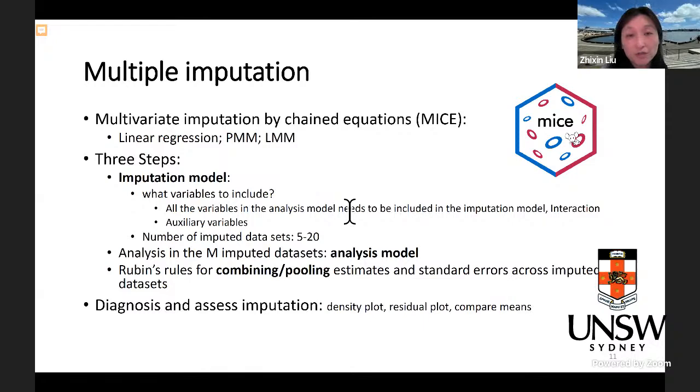But in between the imputation model and the analysis model, and after the analysis model, we need to do the diagnosis, assess the imputation, and also do model checking as usual. So we can utilize the density plot and residual plot, and we compare the observed and the imputed data in terms of their distribution and their mean or some summary statistics.